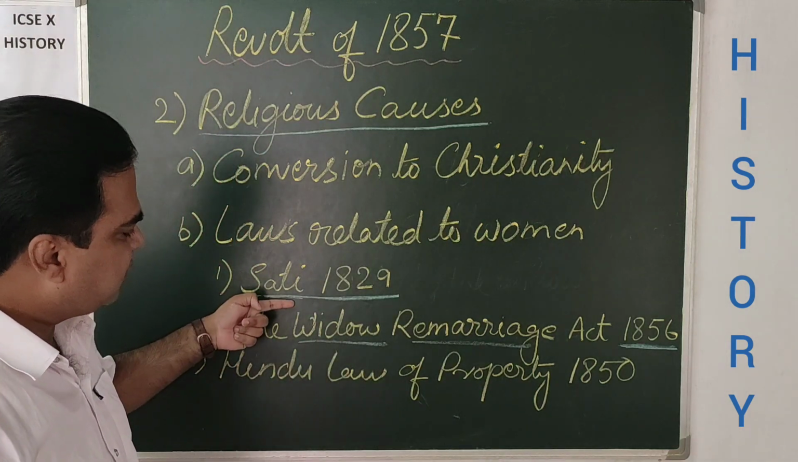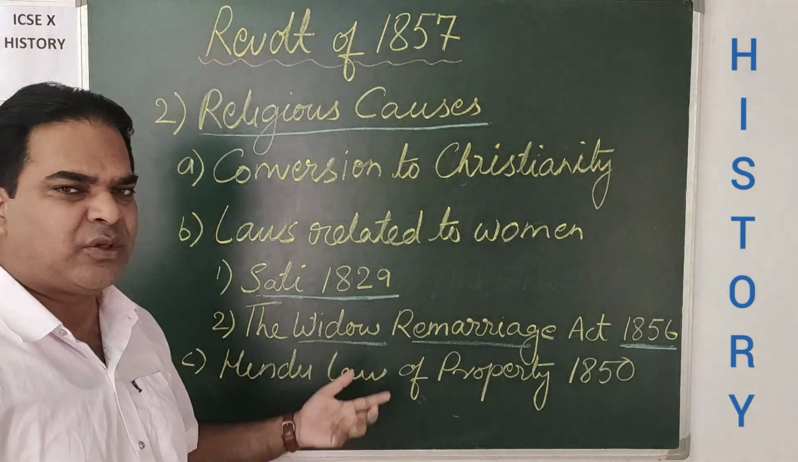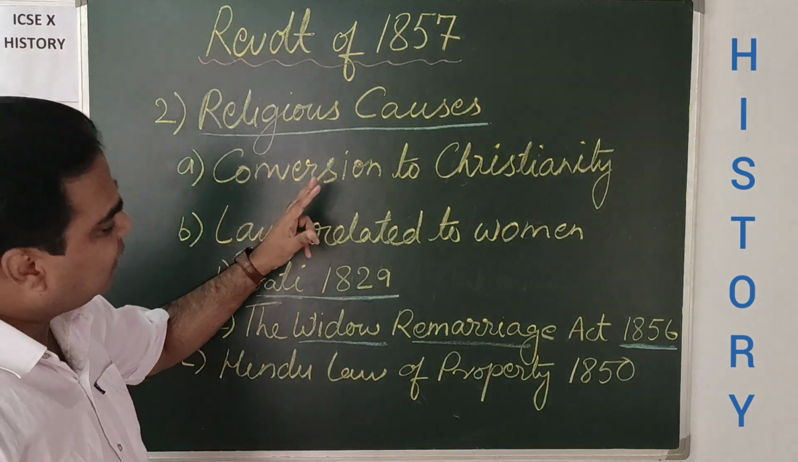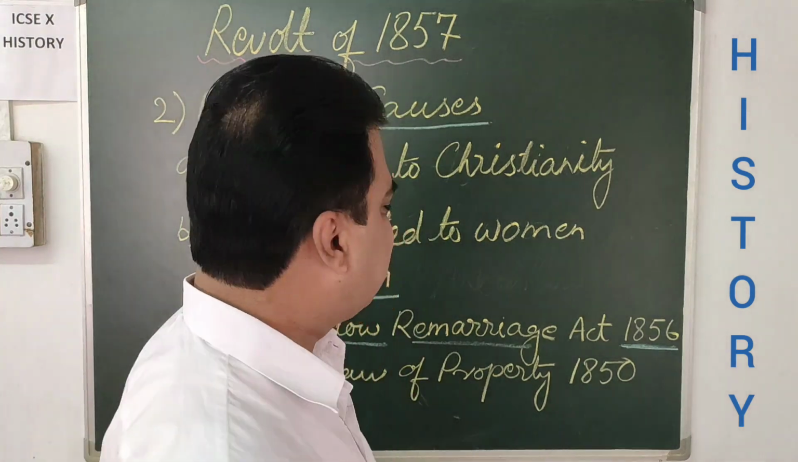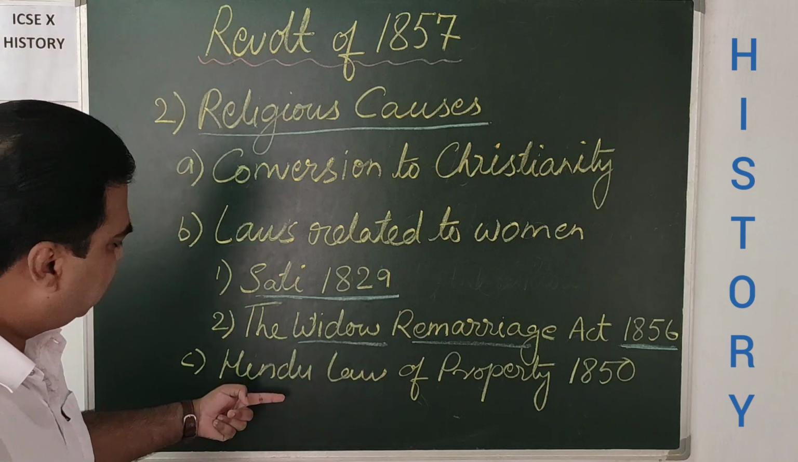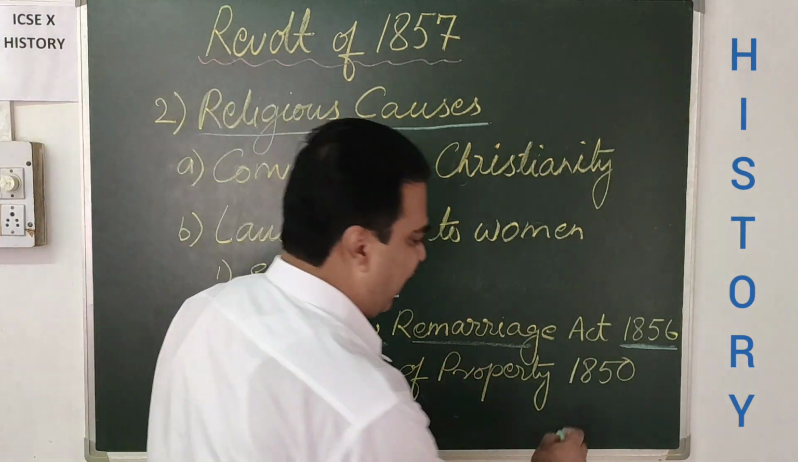Okay, so sati was made a punishable offence. Widow Remarriage Act was passed in 1856. So all these were brought, and that became the religious cause for the revolt of 1857. Now the third one you can see here, that is C, Hindu law of property, 1850.